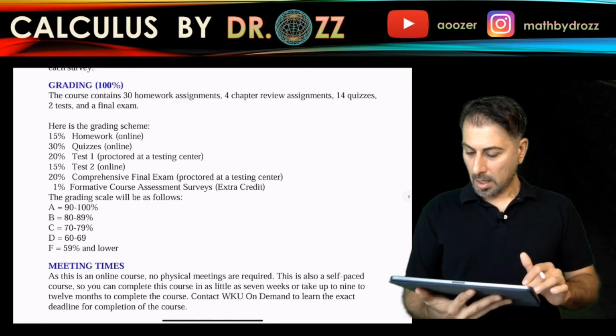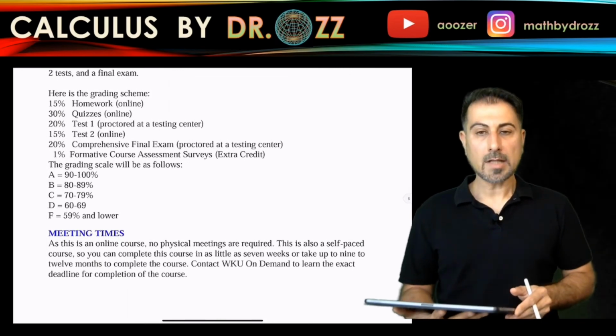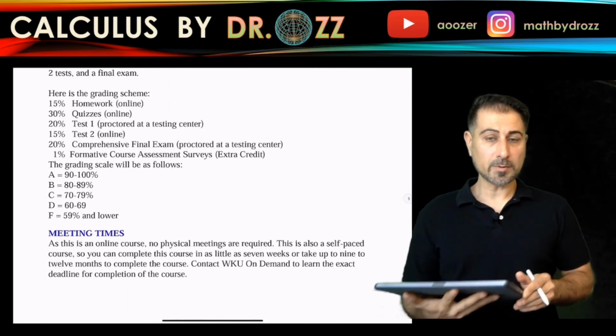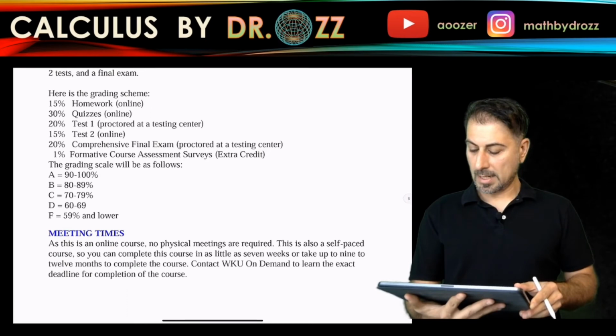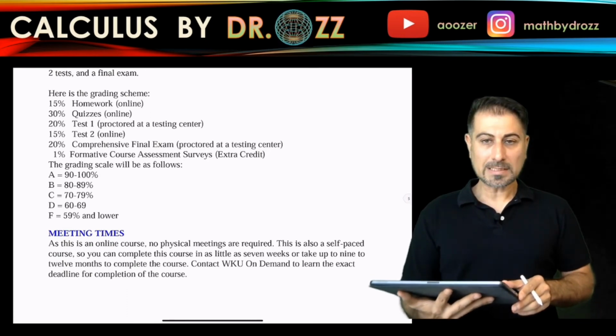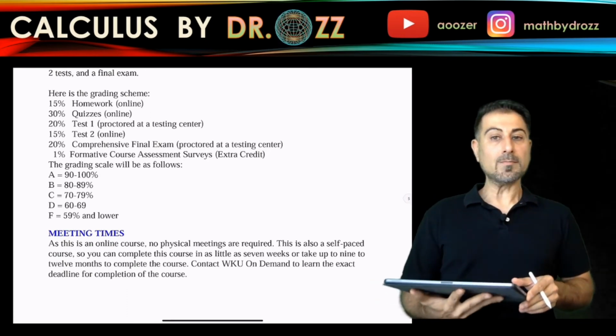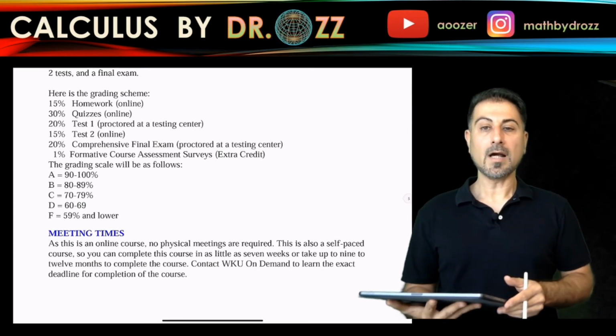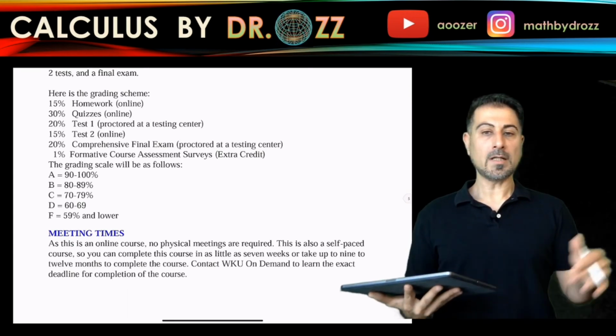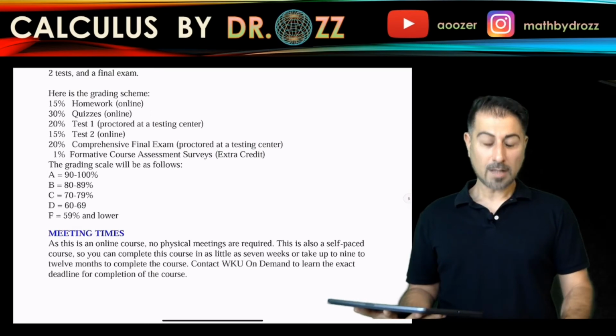Okay, to be able to get an A, you should aim at least 90%. To get a B, you should aim at least 80%. And to get a C, you should aim at 70%, and to get a D, you should aim at 60%. Anything less is going to be taking you to F.